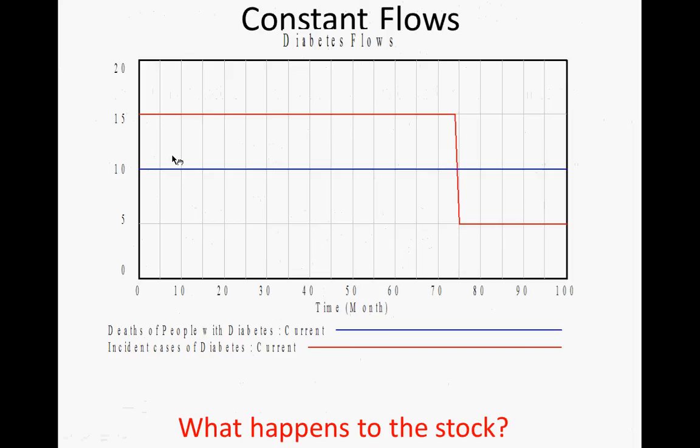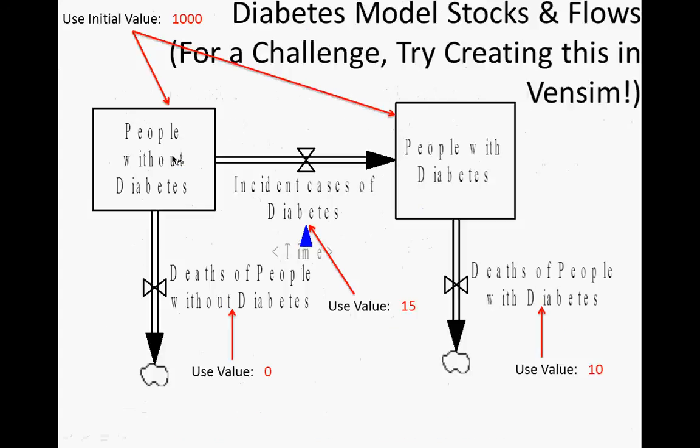If here we have two flows, here's people without diabetes, people with diabetes. Here we have incident cases of diabetes. We have some flow coming in here and some flow going out here, deaths of people with diabetes. Maybe this is 10 people per month here, and this is 15 people per month coming in. If we have 15 people per month coming in and 10 people per month leaving, what's the impact on people with diabetes? What is that going to be doing over time? Okay, and it's going to be increasing in what sort of way? Linear sort of way.